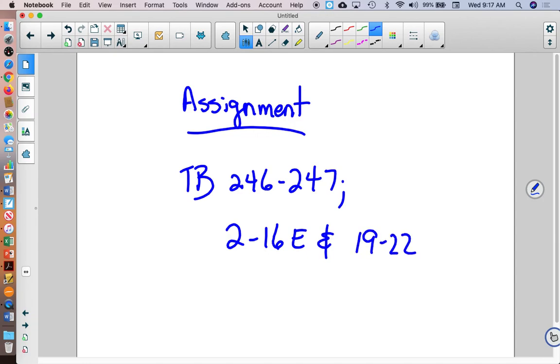There you go. Textbook, page 246, 247, 2 through 16 even, and then 19 through 22. That's it. It is not a long assignment. You also have time right now to get it done.